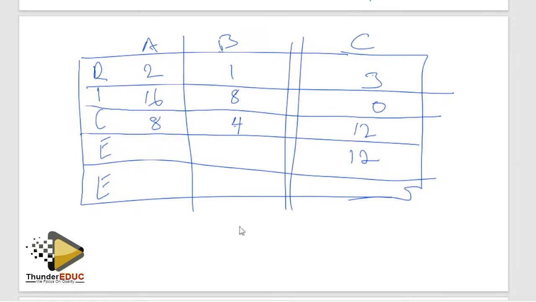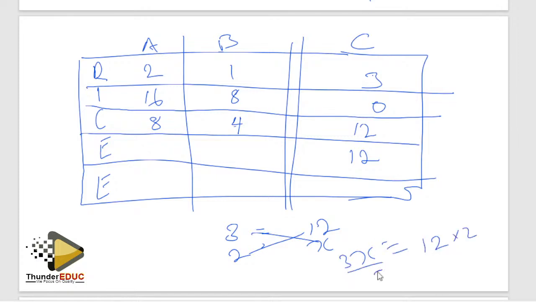You understand? So if 3 gives me 12, then 2 will give me what? It will give me x. When I cross multiply, I can find the x. 3x is equal to 12 times 2. So when you divide, you'll find out it is 8. Now, this one is going to be 8 minus 4, and then this one is going to be 16 minus 8. Isn't it? So which gives me 8 here, and then it gives me 4 here.